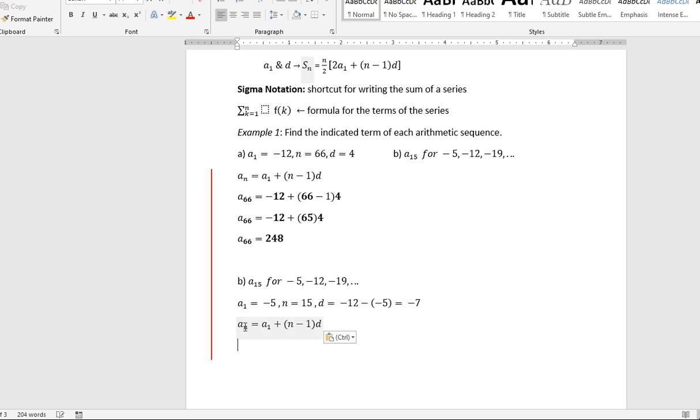So let's fill in what we know. A sub n, our n is 15. A sub 1 was the first term in our sequence, that's negative 5. N, again, is 15. And D is negative 7. So we just have to figure out what this is.